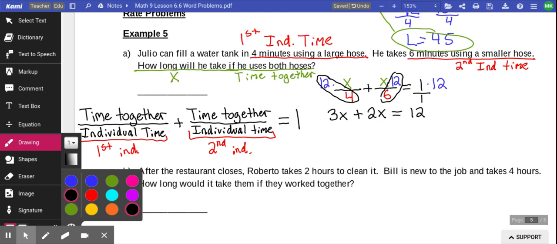If you don't remember how to do that, go to lesson 6.5. I think it was 6.5. And that'll show you how to solve fraction equations like that.